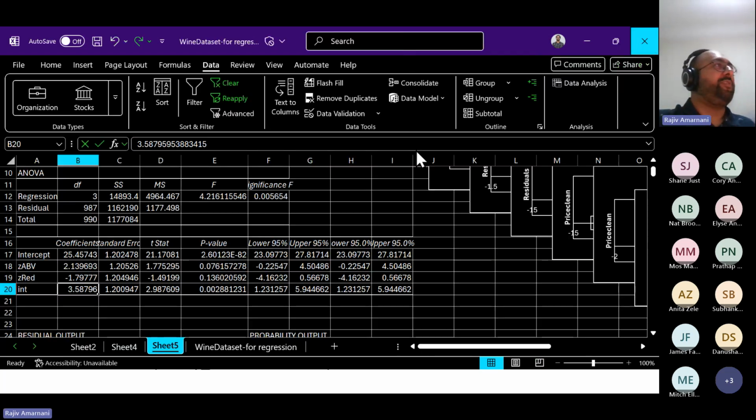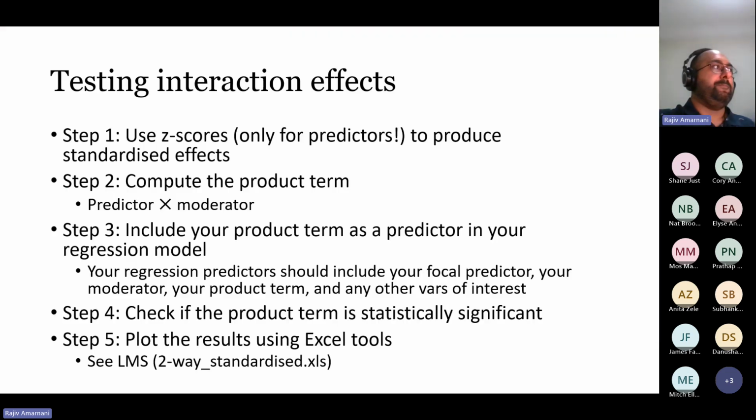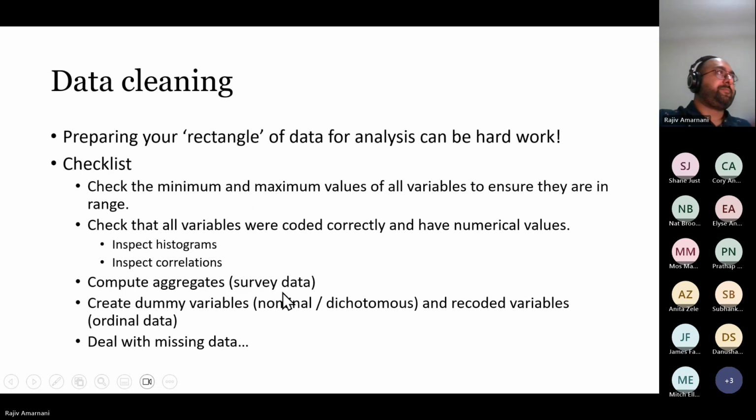Okay, so that is it for interactions. We have gone through a lot of fairly complicated material, class. You've done well. So now we get into data prep. Now we get into the final kind of cleanup. Preparing your data can be tough. So I have here a checklist of good practices.